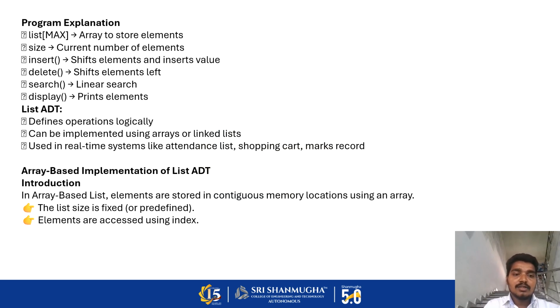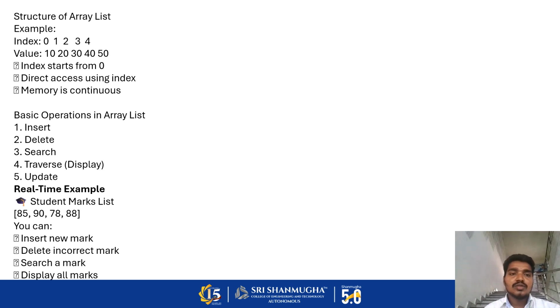So the introduction is the basics of an array list. It is stored in contiguous memory locations using an array. The list can have a fixed or predefined size, and elements are accessed by using the index. So what is the structure of an array? We can define it with index and value. Index 0 is called the first position, and 1, 2, 3, 4 are the other positions. The values are 10, 20, 30, 40, 50. Five values. The index range is 0 to 4. 0 is considered the first value in the list. So the index starts from 0. There is direct access by index and the memory is continuous.